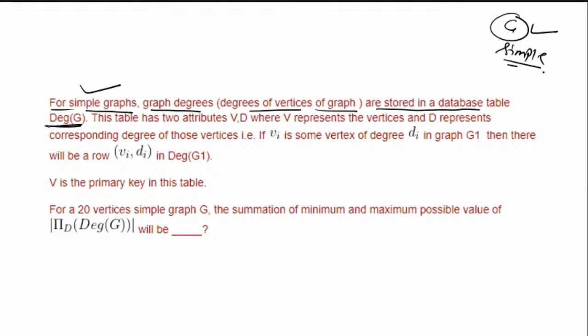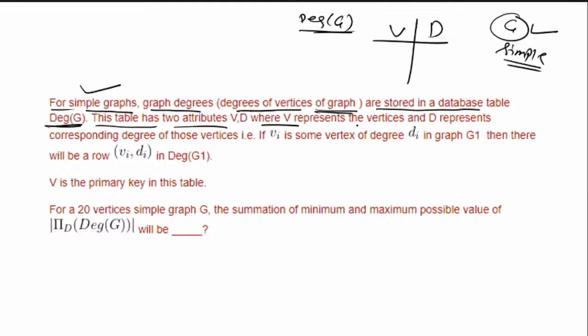He's saying that this is a simple graph, and the degree of vertices of this graph are stored in a table, deg of G. So this is a relation you have. He's saying this table has two attributes, V comma D. V represents the vertices, and D represents the corresponding degree of those vertices.